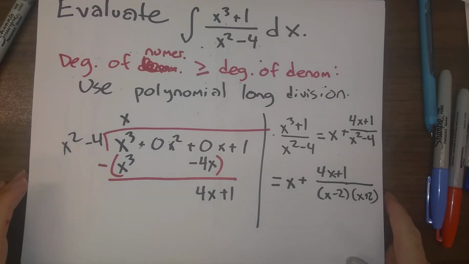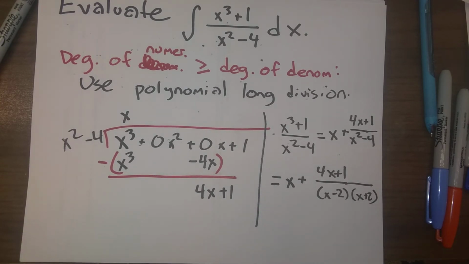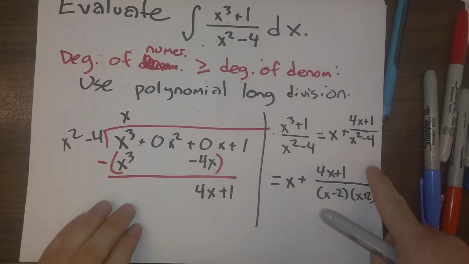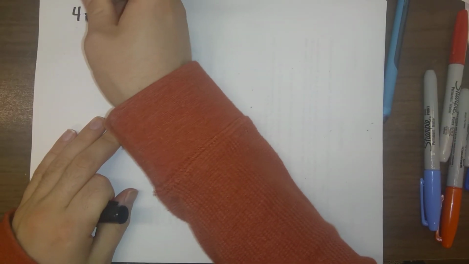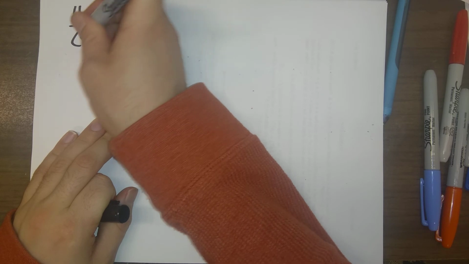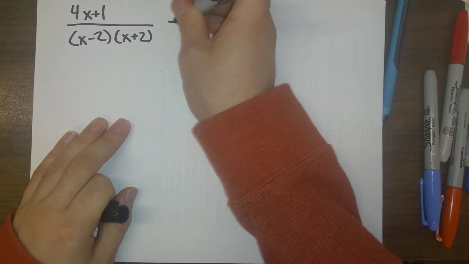I encourage you, if you're a little bit rusty, if it's been a while since you've done polynomial long division, this is a good thing to review because it is very important for these kinds of problems. Okay, so we have to find the partial fractions decomposition of 4x plus 1 over x minus 2 times x plus 2.